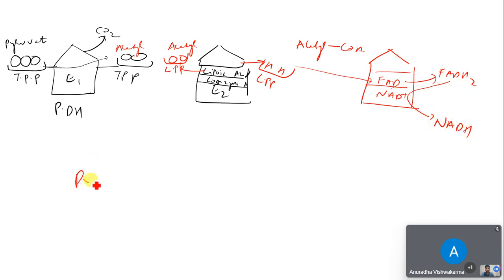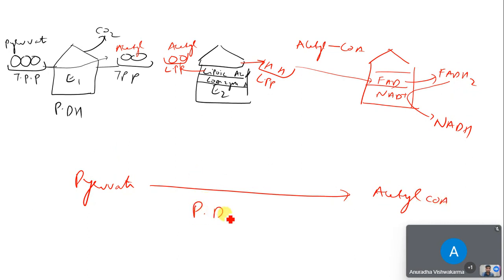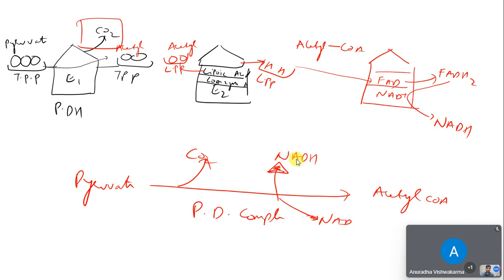So basically, when we convert pyruvate to acetyl CoA, this entire complex, that is the pyruvate dehydrogenase complex, helps in the conversion of pyruvate to acetyl CoA. There is a release of CO2, which is done by pyruvate dehydrogenase, and then NAD is converted to NADH. So this was the entire process.